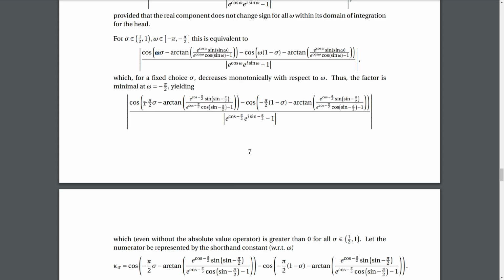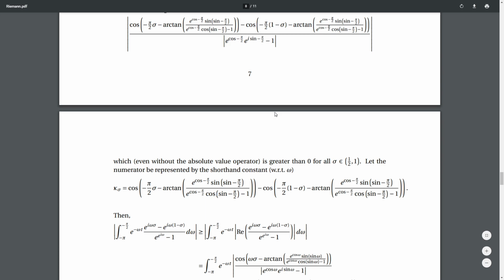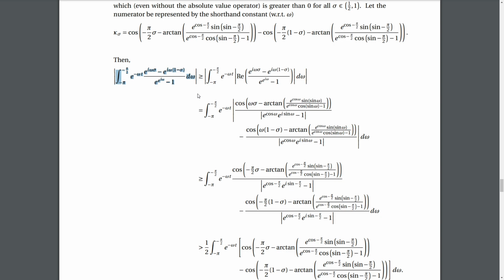So we make that substitution so that this no longer depends on omega in either the numerator or the denominator. It's effectively a constant now. So let's call it kappa of sigma, and it's defined by this in the numerator, and the denominator is still given by this. So now the head of our integral is this absolute value, which we'll bound below, and then we'll show that lower bound for some value t is always strictly greater than whatever the tail can muster up on its best day.